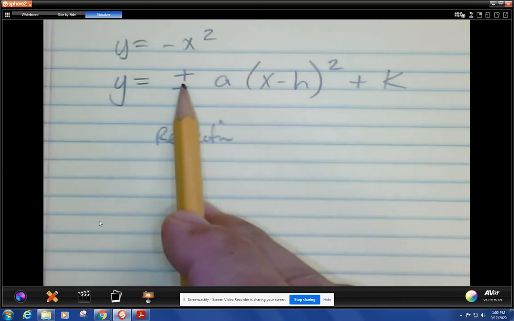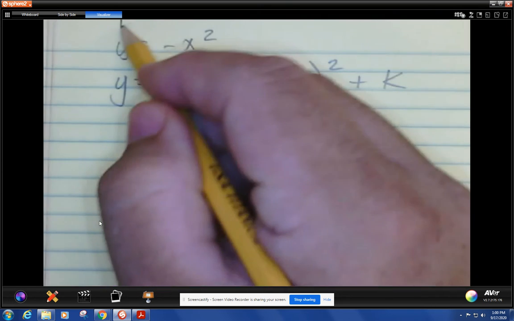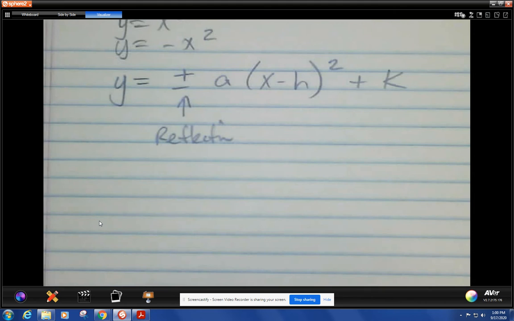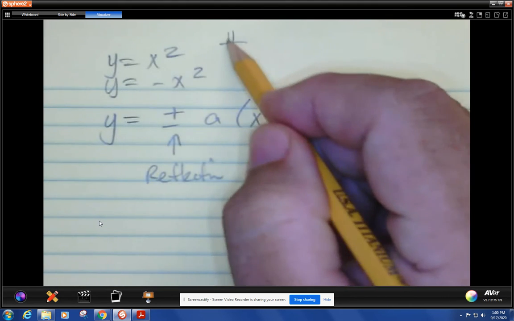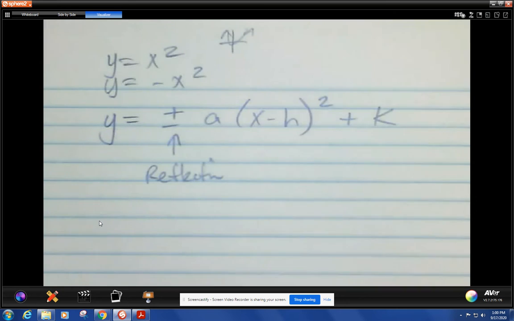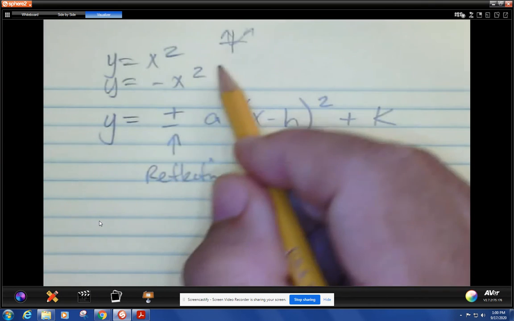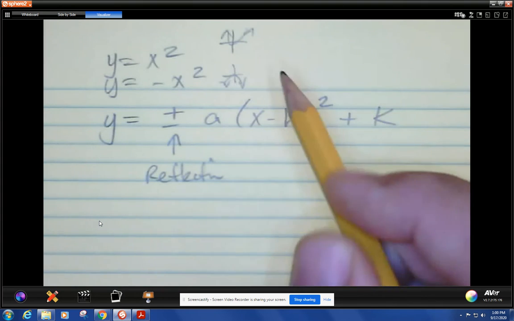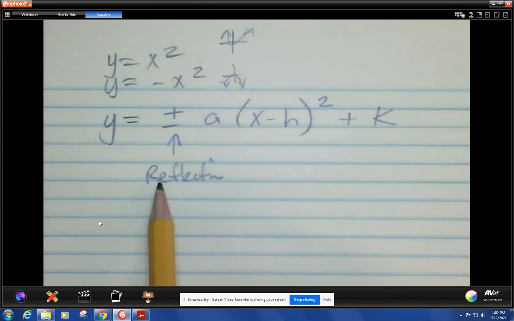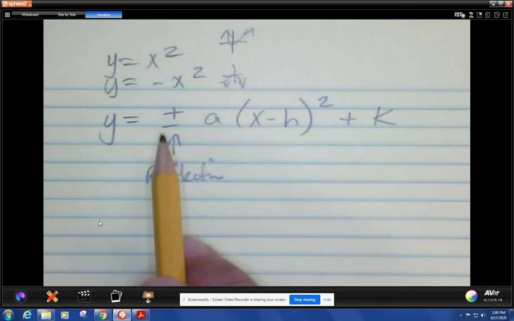If it is positive, in this case, in y equals x squared, then I know that the graph is going to go up like that. If it is y equals negative x squared, I know that my graph is going to be downhill like this, okay? So this right here denotes whether it's going to be a reflection or not, whether it's going to go uphill or whether it's going to go downhill, so to speak.